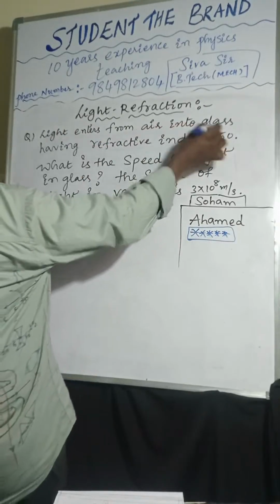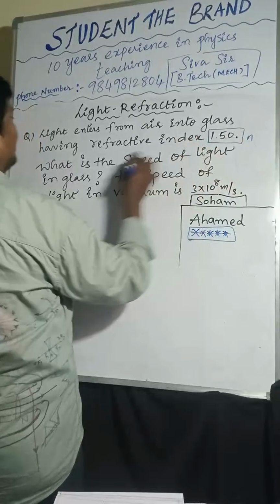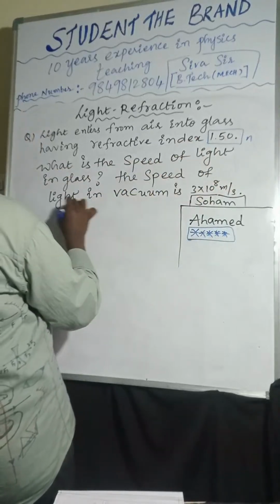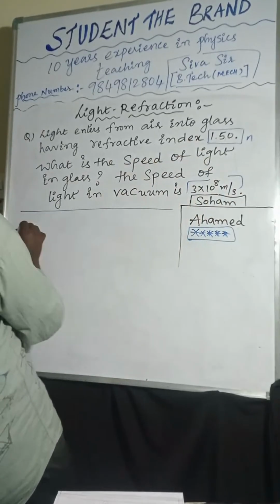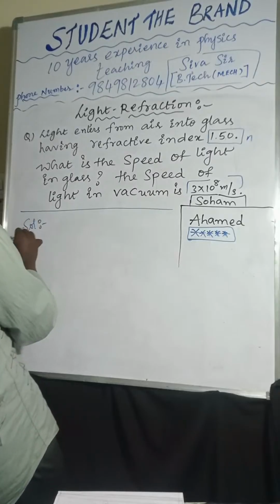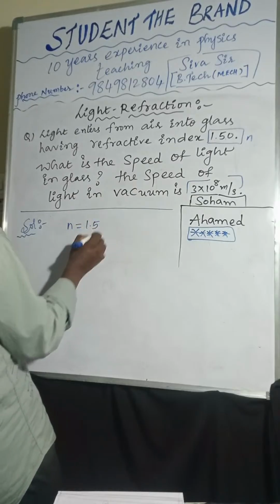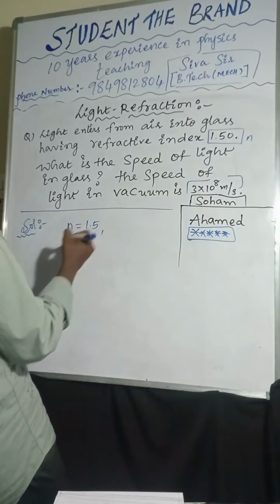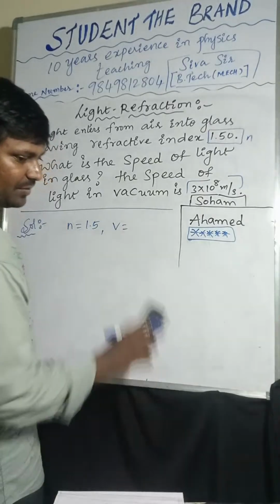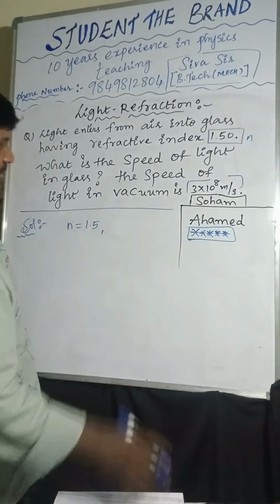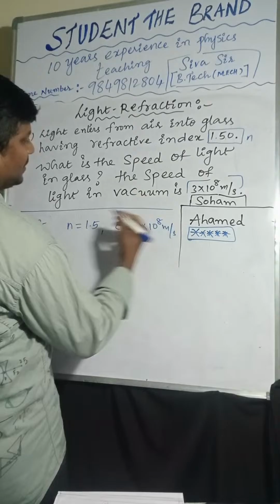Light enters from air into glass having refractive index n. What is the speed of light in glass? The speed of light in vacuum is given, and V we have to find. Now the solution. Given data: n equal to 1.5. The speed of light is V, and C we have to find out. C equal to 3 into 10 power 8 meter per second.